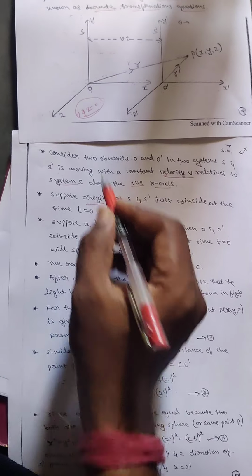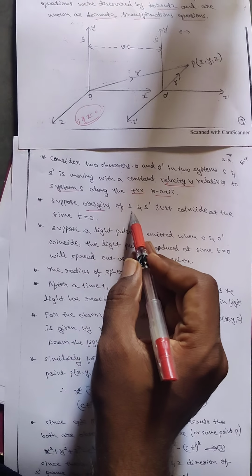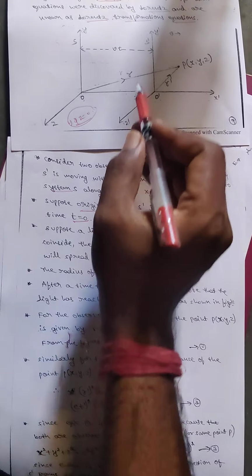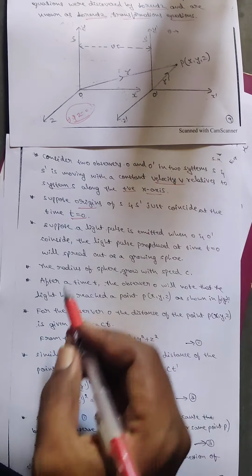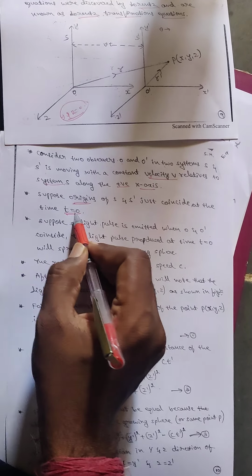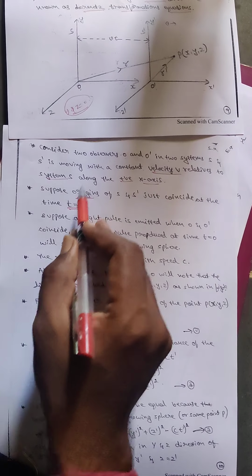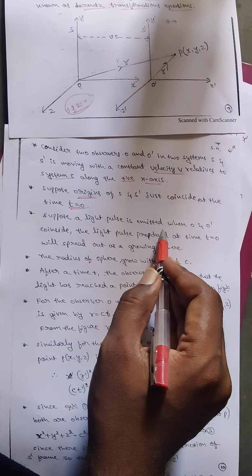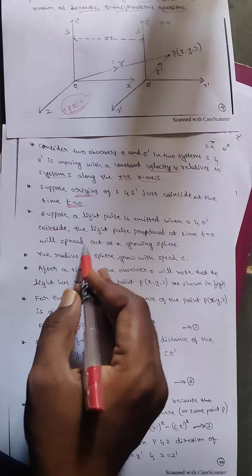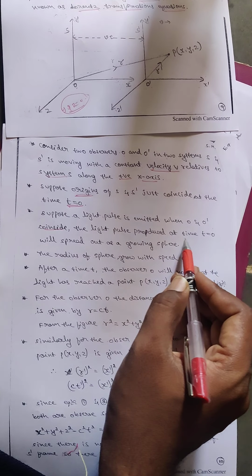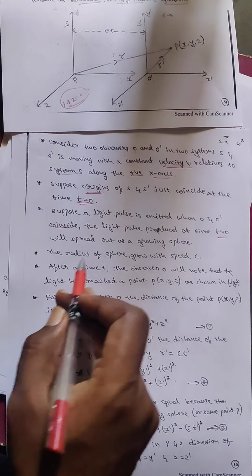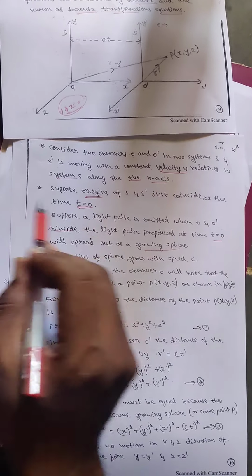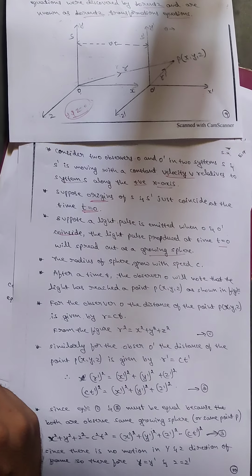Suppose the origins O and O dash of S and S dash coincide at time t. Before starting the movement, both O and O dash coincide at origin O at time t equal to 0. Suppose at that moment a light pulse is emitted. The light pulse will spread out as a growing sphere, moving along the x direction.